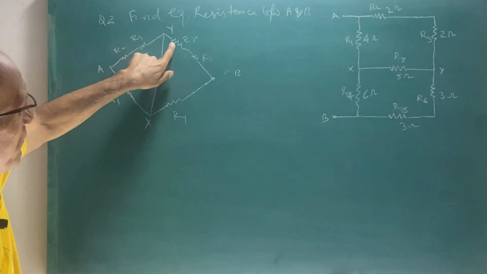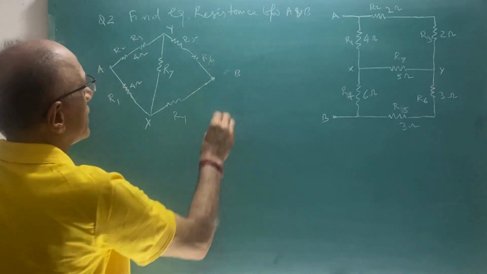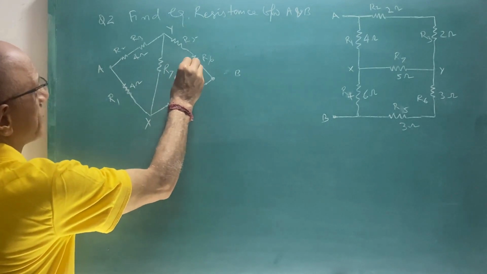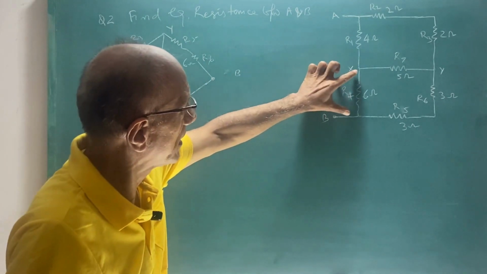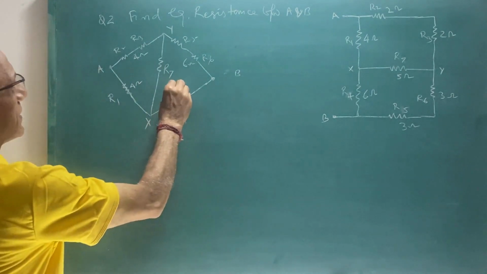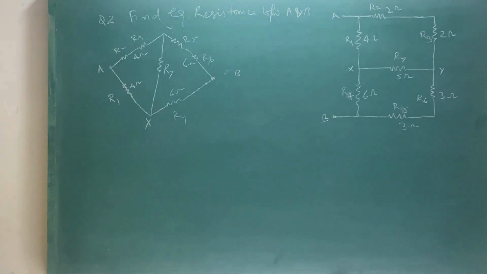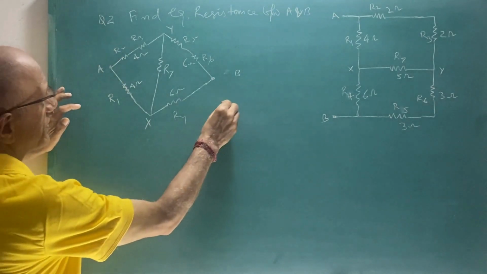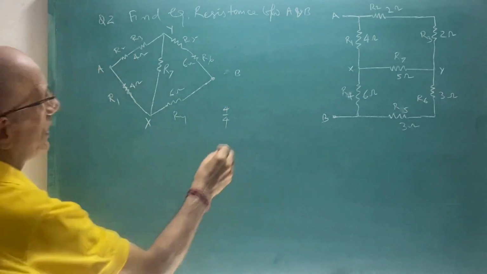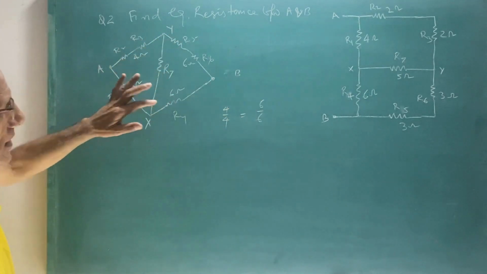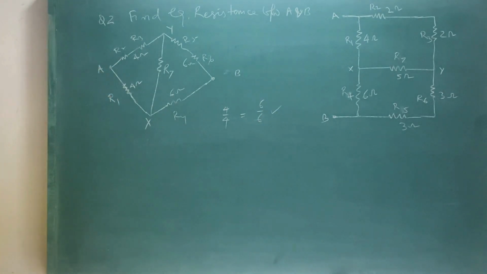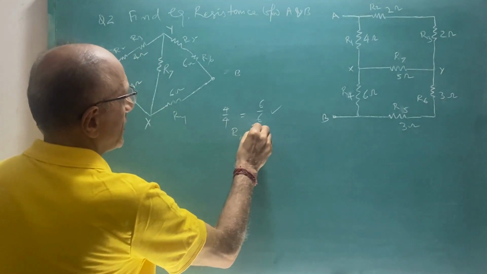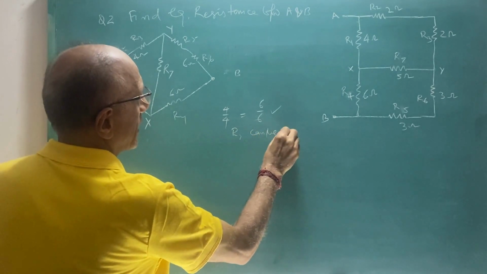Here it is R5 and R6, 3 and 3, they are 6 ohm, and this R4 is 6 ohm. So now the ratio of this and this is 4 by 4, and the same is 6 by 6 over here. So they are equal. So the Wheatstone bridge condition is applied. Now R7 can be neglected or removed.